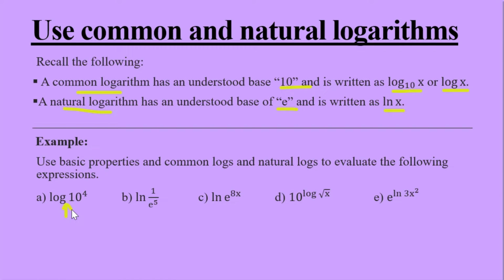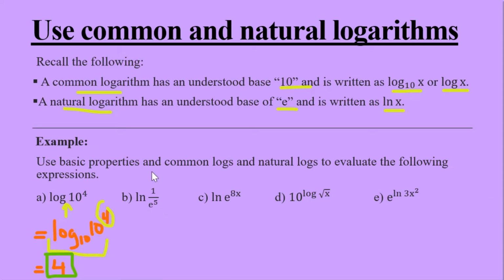We see that there is no base written, and we have a log there, so we have the common log, so we know that it's understood to be base 10. So then, if we use those basic properties that we have learned before, we can take this exponent, bring it to the front, and multiply by this log base 10 of 10. Since those two things are exactly the same, this log itself would just be equal to 1, so we would just be left with 4. So therefore, log of 10 to the 4th power is equal to 4.